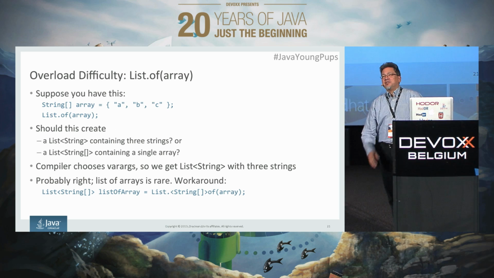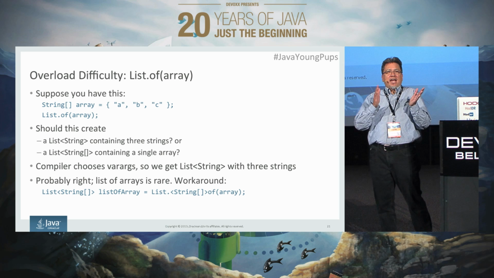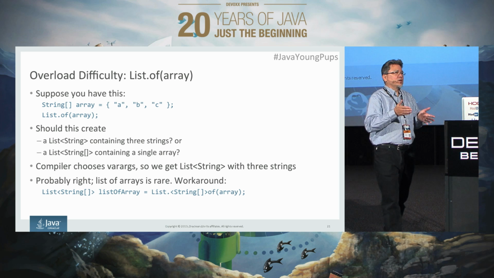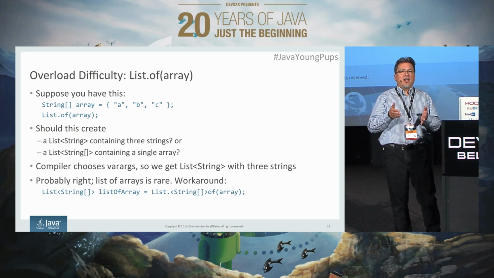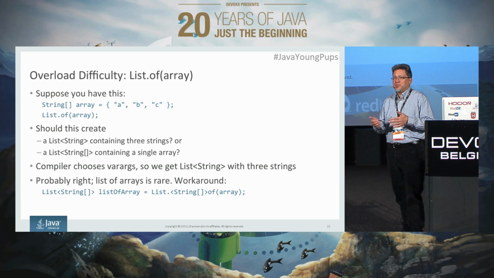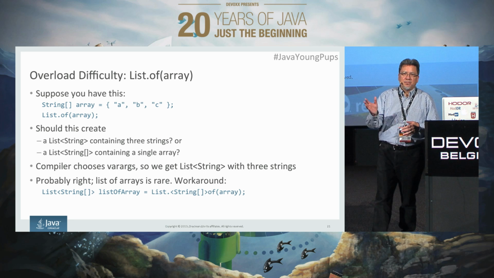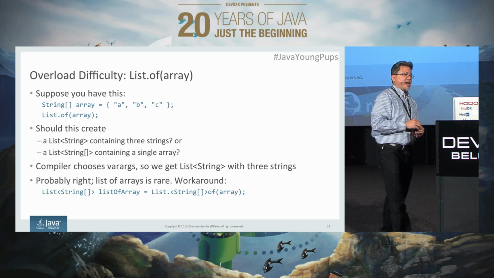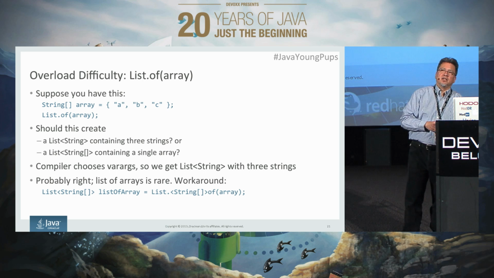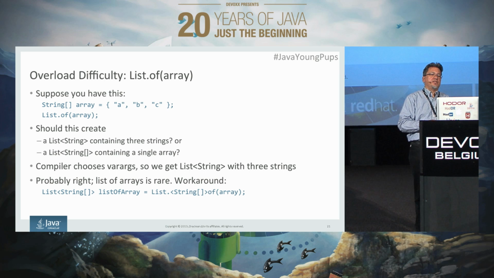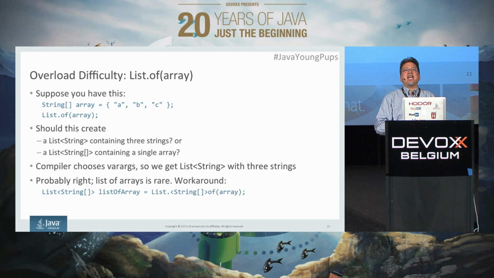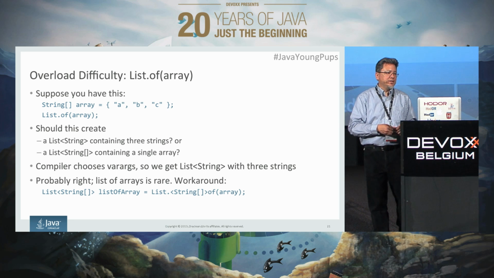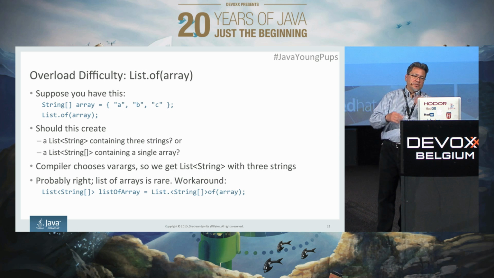The thing about API design and the programming language is that overload resolution is probably the most complicated area that library designers have to deal with. This is a real pain. There's a lot of discussion about dealing with overload resolution with lambdas. This isn't quite as bad, but there are a number of subtle issues that arise. Here's another one: what happens if you pass an array to list.of as a single argument? I'll just go by the example here.